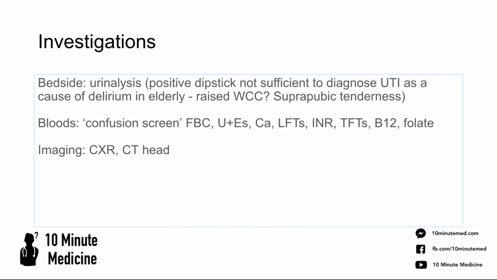The confusion screen might be an order set that already exists in your hospital. Make sure to refer to your local guidelines for this, but it usually includes a full blood count to look for anemias or raised white cells, looking at all the electrolytes, liver function tests, your clotting, thyroid function tests, B12 and folate. In terms of imaging, consider a chest x-ray. If you've had anything on your examination or there's evidence of a new increased oxygen requirement, or consider a CT head if you think there might be something intracranially going on that could cause the delirium.